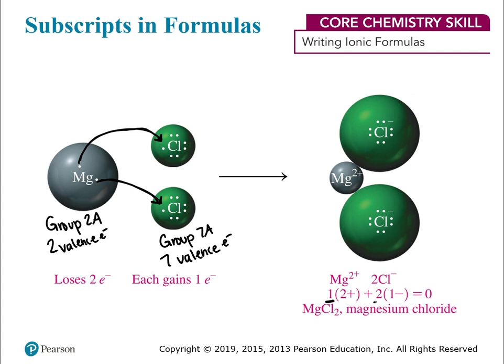And we have two chloride ions. Each of those have a charge of -1. So we're looking at a +2 from the one magnesium ion and a total of -2 from the chloride ions together. That gives us 0 for the overall charge of the compound.